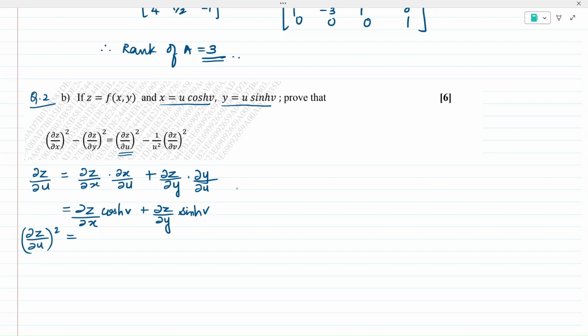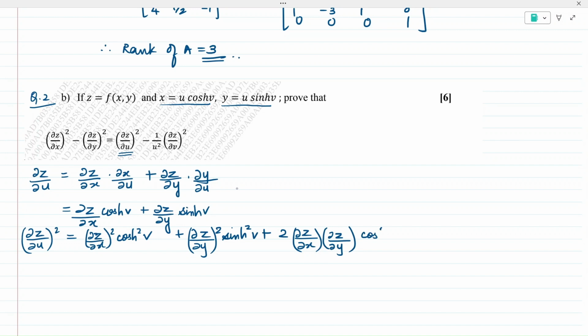When you square, the formula of a plus b the whole square will apply, so a square plus b square plus 2 times a into b. Okay, we leave this as equation number 1.